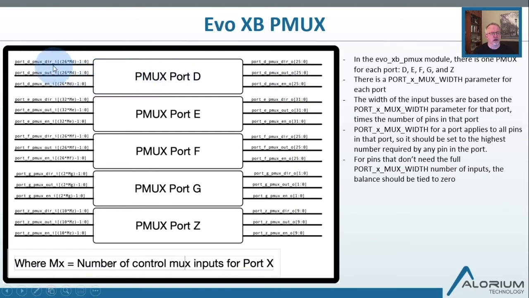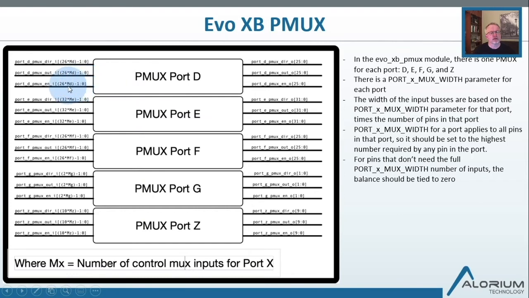On the left side, we again have our triplet buses, dir, out, and enable. And these are fed through the MUX to the right side. The number of inputs here is controlled by what I'm calling below here the MX number, equals the number of control inputs per pin. And this is an integer from 1 to, say, 10 or so. I don't think there's really a hard limit on that number.